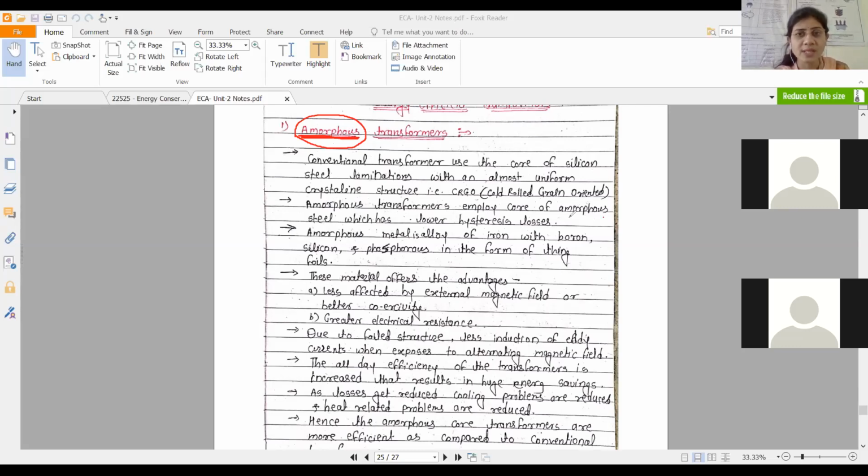Okay, so here mentioned that the amorphous transformer employs the core of amorphous steel, which has the lower hysteresis loss. If we use the amorphous material for the laminations of the transformer cores, then it will lower the hysteresis loss. आता हे amorphous material जे आहे तर ते कशाने made up असतं? So that is made up of the alloy.